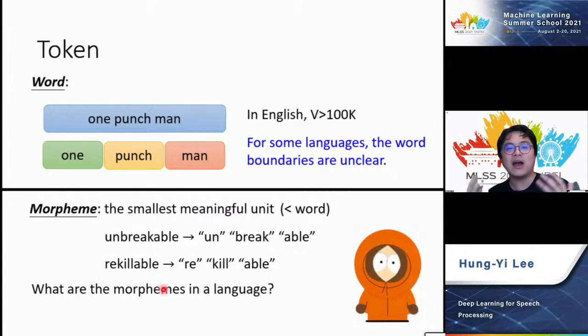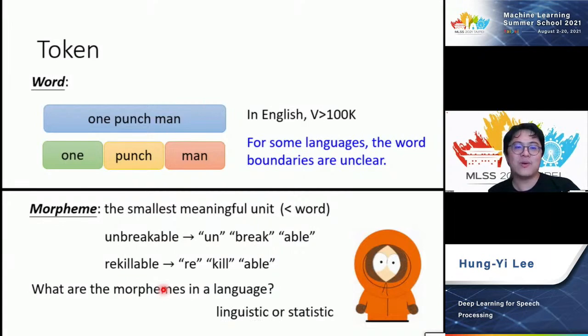But what are the morphemes in a language? This is also a difficult question. There are 2 ways to obtain morphemes. One is you need some linguists to help you. Another possibility is based on statistics. You go through all the words in the dictionary and find the most frequent patterns in the words, and probably those patterns can be considered as morphemes. Actually, in the lecture this morning, Dr. Zhang mentioned word piece several times. Word piece can be considered as one kind of morpheme.